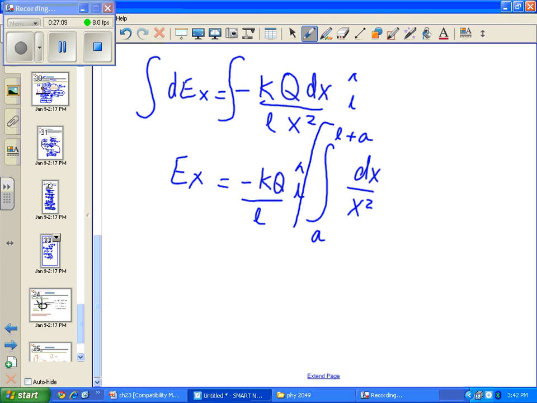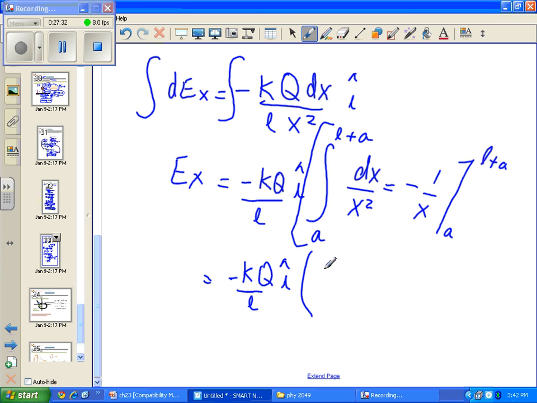So now I can go ahead and solve the integral. Dx over x squared is minus 1 over x. Put in my endpoints a and L plus a, a little bit of algebraic manipulation: minus kq over L i hat times, let's see, minus 1 over L plus a, plus, because it's minus minus, 1 over a.